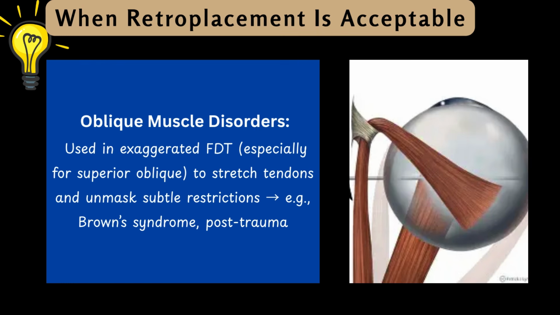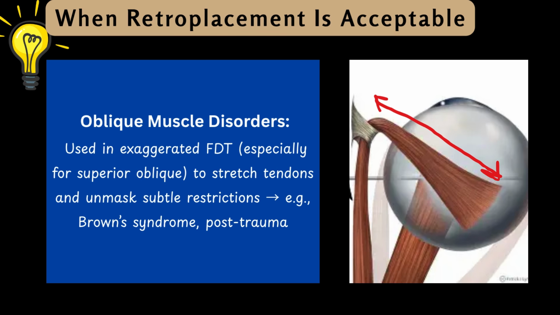Now, an important variation of the forced duction test is the retroplacement of the globe, or retropulsion. You might recall that earlier I told you not to push the globe backwards because that can create a false negative result in rectus muscle testing. But here's the key difference for obliques. Retropulsion actually works for obliques. Think about the superior oblique. It originates posteriorly, passes through the trochlea, which acts like a pulley, and then it inserts superior temporally, slightly posterior to the equator.